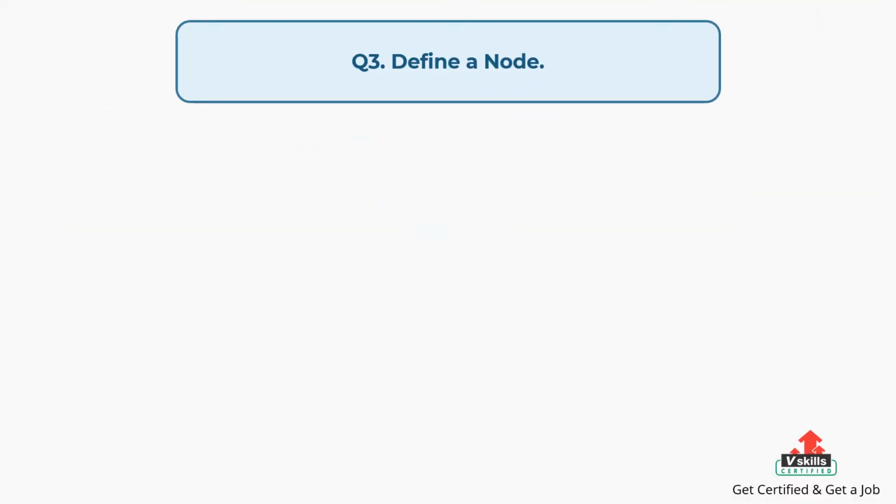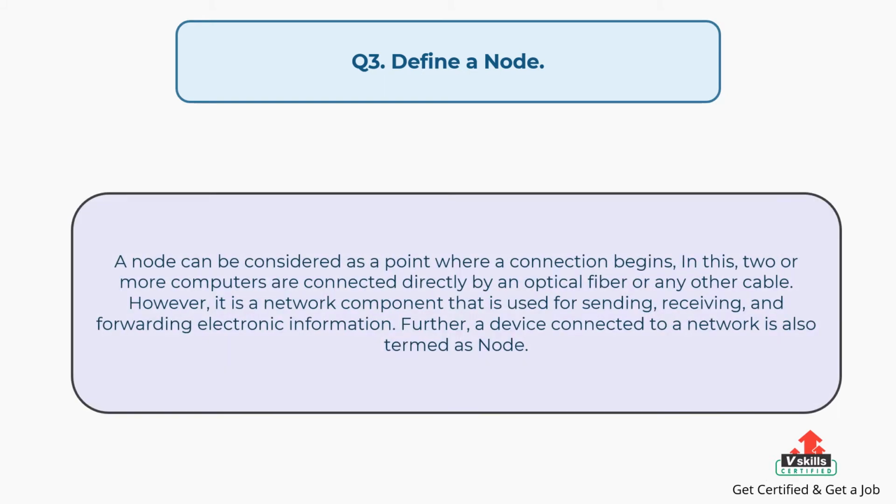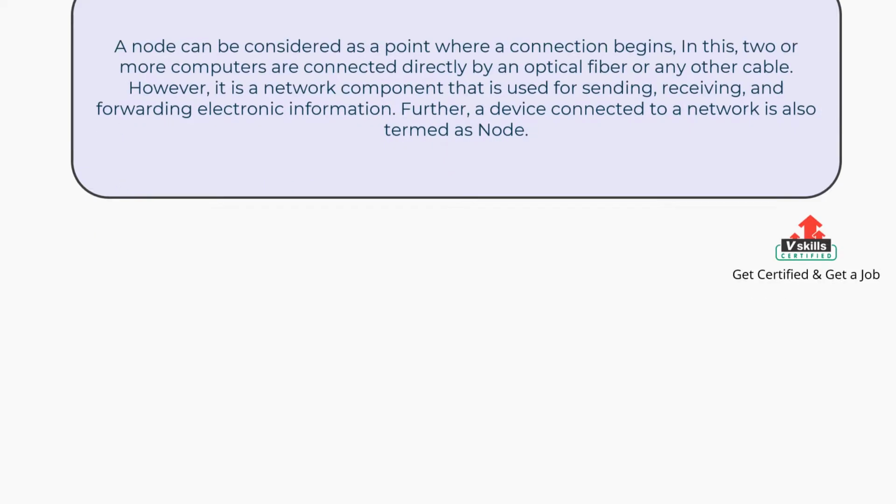Question number 3. Define a node. The answer is, a node can be considered as a point where a connection begins. In this, two or more computers are connected directly by an optical fiber or any other cable. However, it is a network component that is used for sending, receiving, and forwarding electronic information. Further, a device connected to a network is also termed as node.